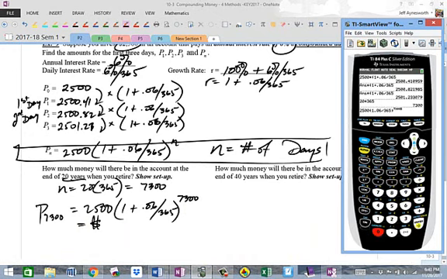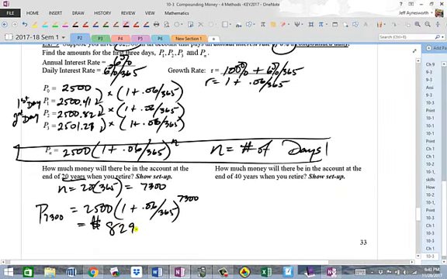Okay, I didn't type that in right. That's wrong. I'm going too fast. So 1 plus, I didn't get the plus button, 0.06 divided by 365. Raise it to the 7,300 power. There we go, that's better. $8,299 and 47 cents.